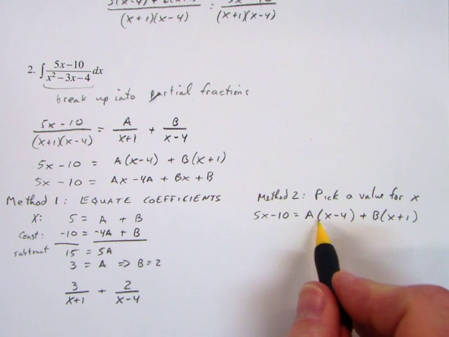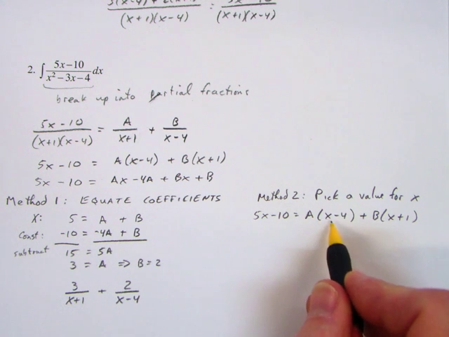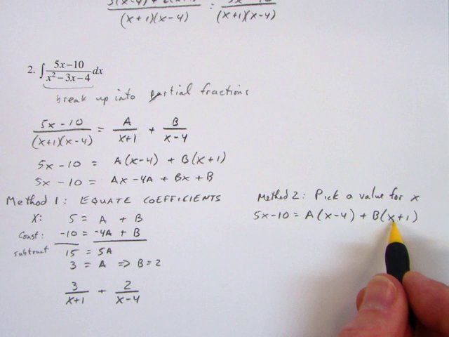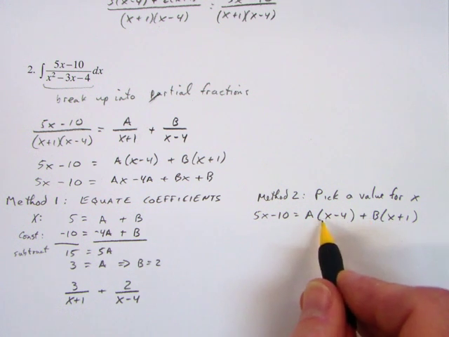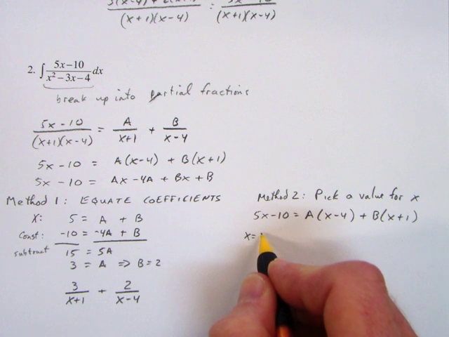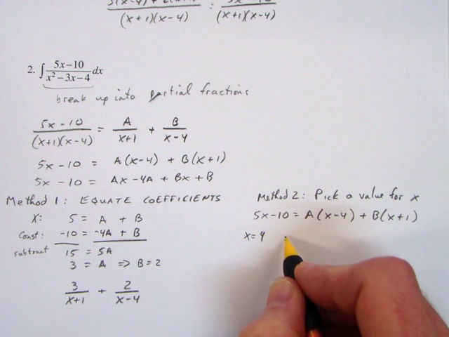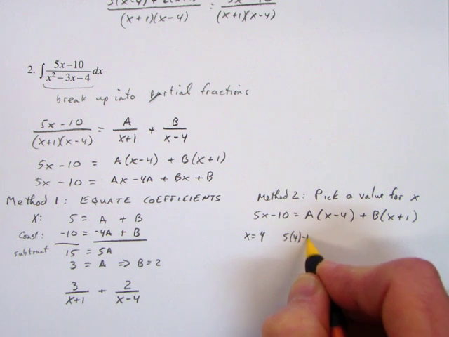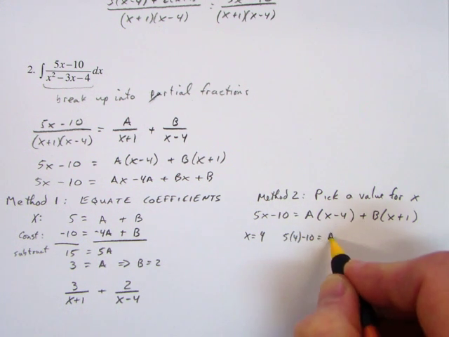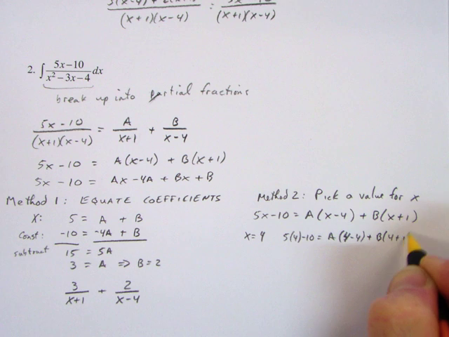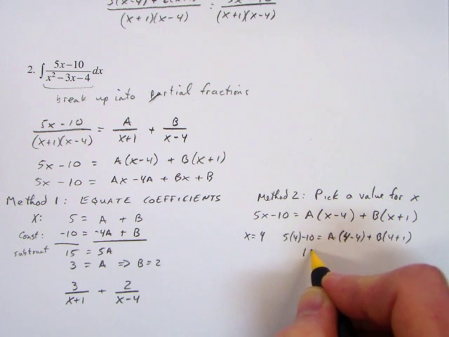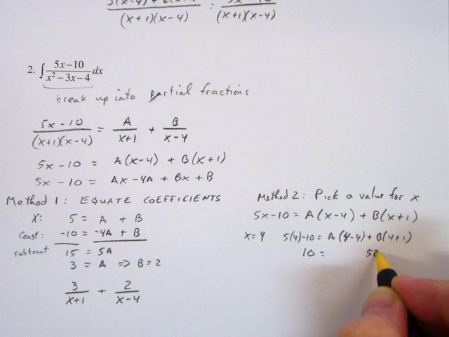When I'm looking at this, I can see that if I plug in a 4, this one's going to go away, and that will allow me to solve for b. If I plug in a -1, this part will go away, and that will allow me to solve for a. So if x equals 4, we get, I'm just going to write it out to make sure you can see it, a times 4 minus 4 plus b times 4 plus 1. So we get 10 equals 5b.